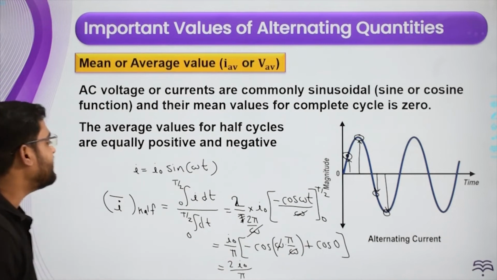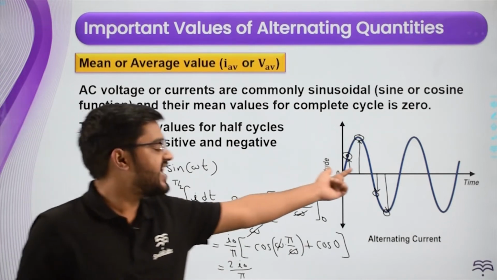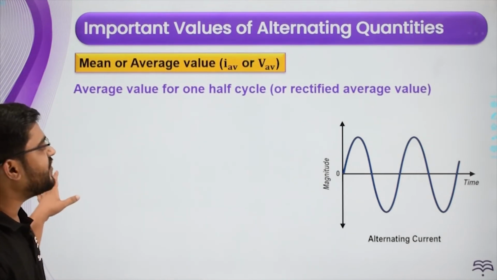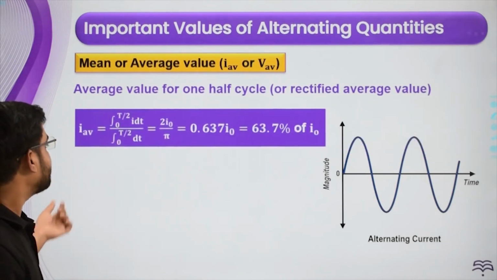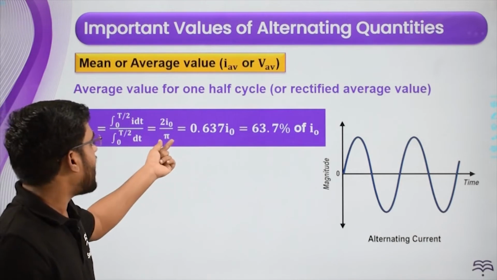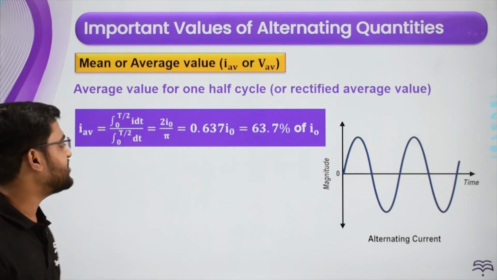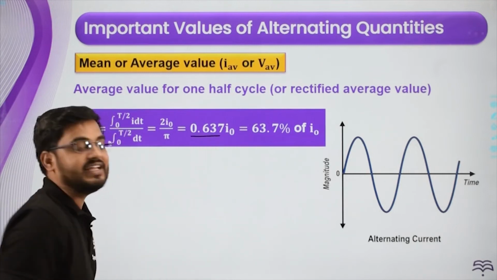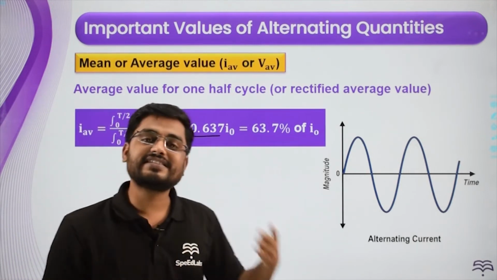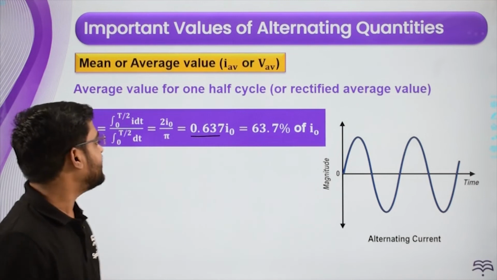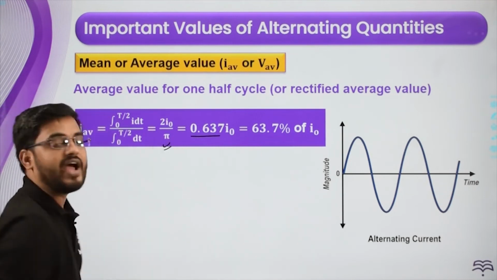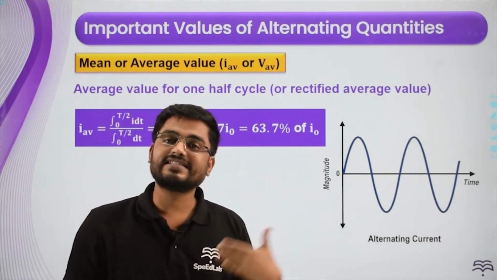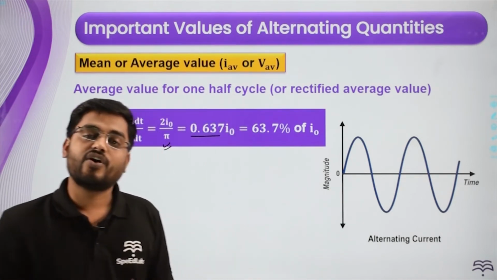Okay, so when we say that for the first half cycle, if we are finding the average value, then the average value for one half cycle comes to be 2 I naught by pi. We just derived this expression, and now 2 by pi comes to be 0.637. So this is 0.637 times I naught. You need to remember this one, 2 I naught by pi, okay? Or we can say in terms of percentage, it is 63.7% of I naught.